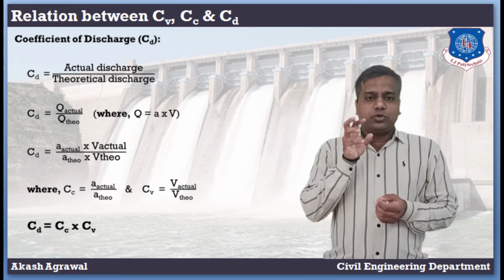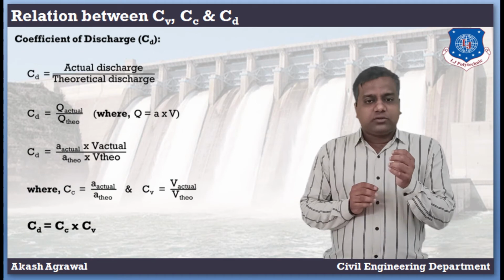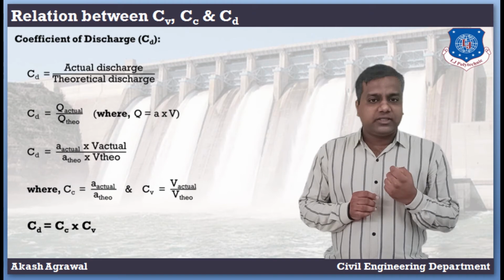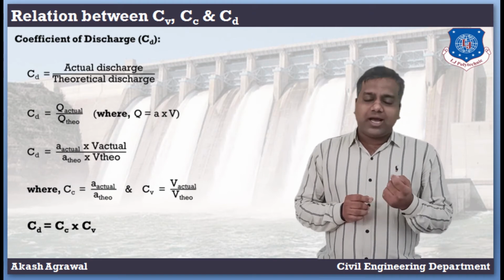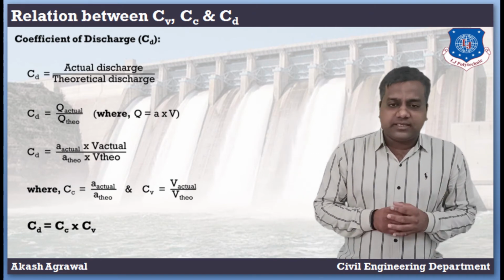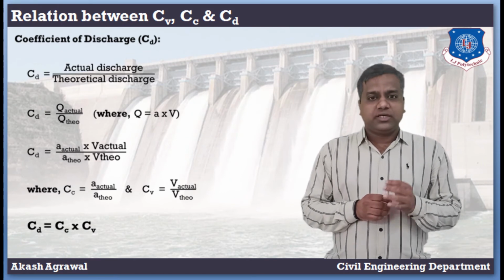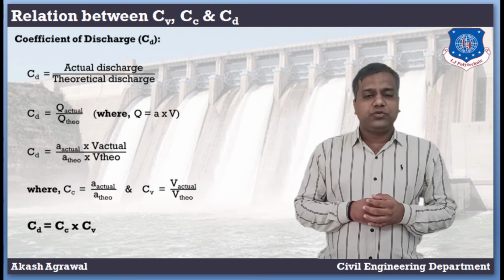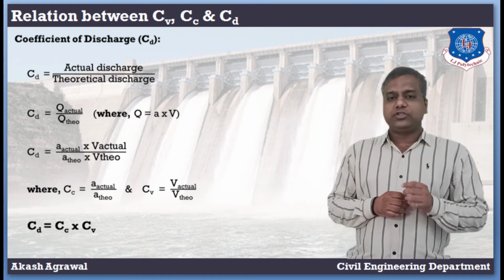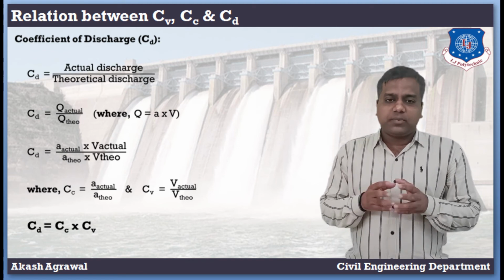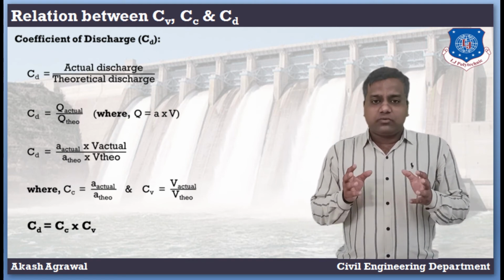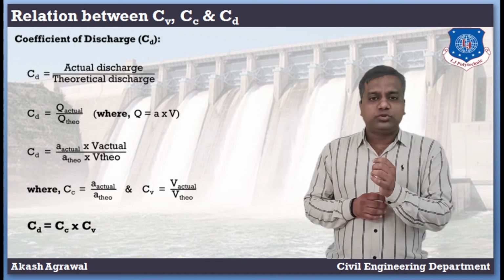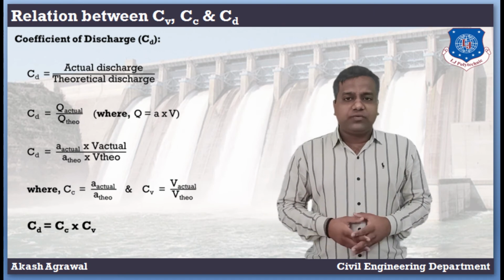Putting these two values in the equation, CD is equal to A actual into V actual upon A theoretical into V theoretical. Now as we all know, CC, the coefficient of contraction, is equal to A actual upon A theoretical, and CV, the coefficient of velocity, is equal to V actual upon V theoretical. From the above two equations, we get the relationship between all three as CD is equal to CC into CV. So we conclude our session here.